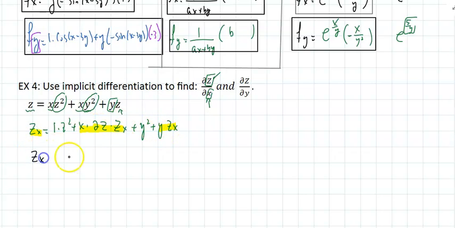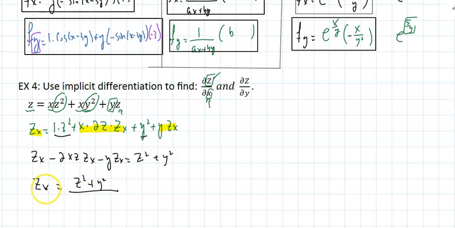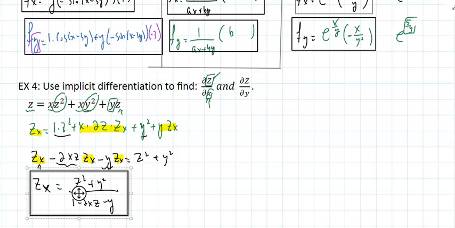So that will be z sub x minus 2x z sub x minus y z sub x equals z squared plus y squared. If you factor z sub x out of all of those, take out the z sub x and divide, you'll have a 1 minus 2xz minus y. So the answers don't look pretty, but you know that's how implicit always is.